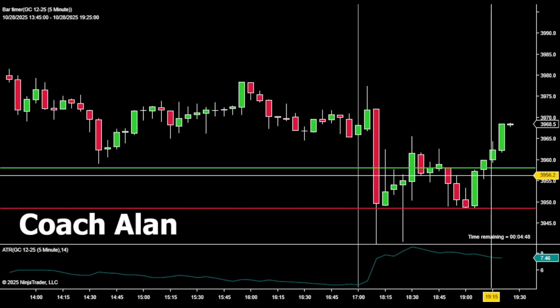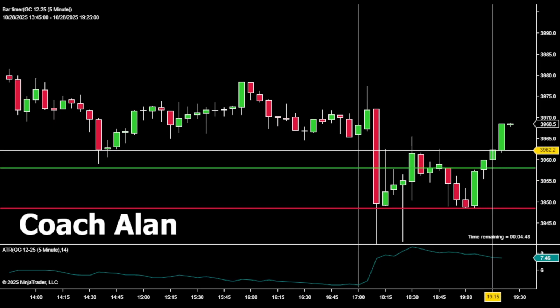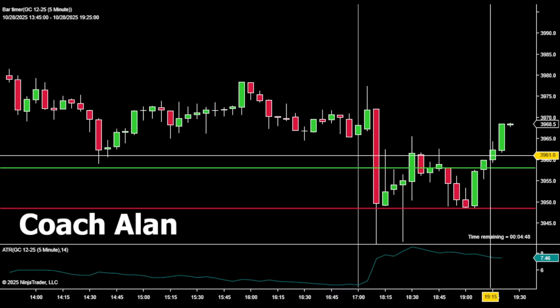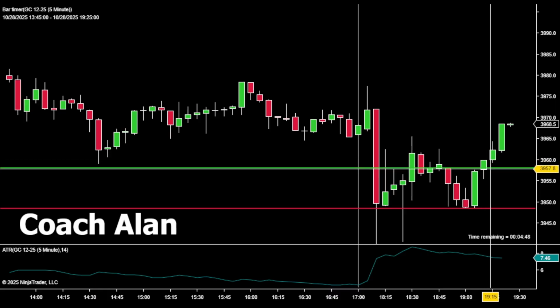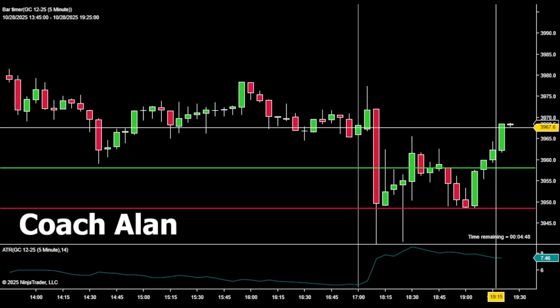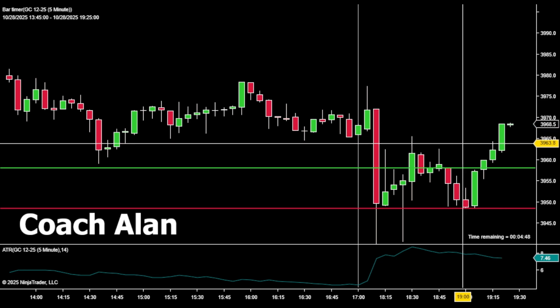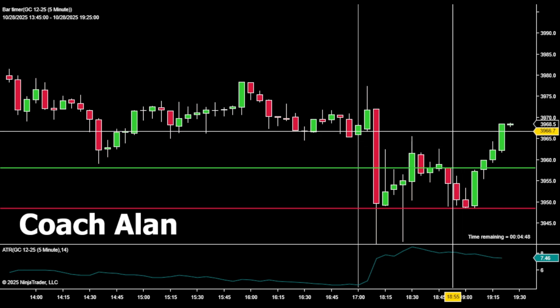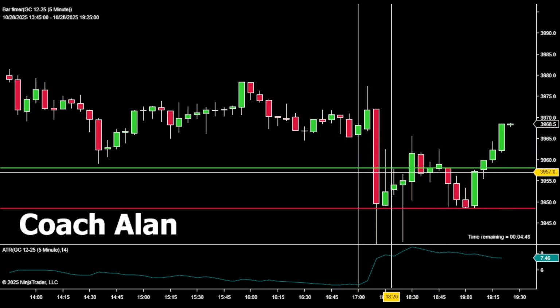If you're a more aggressive type trader like myself, let that second candlestick above, second close above your range, be your confirmation. And that's what I did, and we got 40 ticks off of that. So let's go to the next night and we'll go over the strategy again.